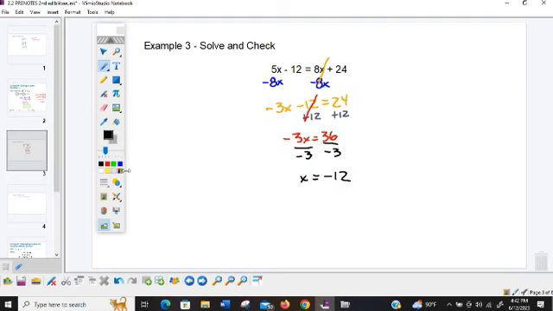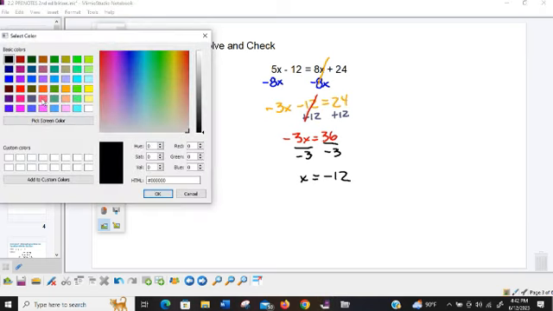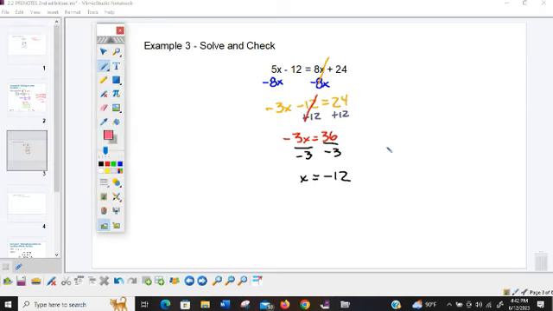Now if we check this, we plug it back in, it should work. So let's try that over here. Actually, let me do it down here out of the way. If I have 5 times negative 12, I am plugging in my negative 12 right here for that x, minus 12, that should equal 8 times negative 12, because I had to plug it in for this x as well, plus 24. Remember, you do your multiplication first.